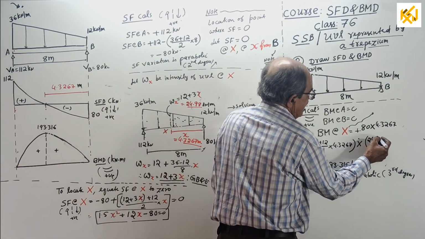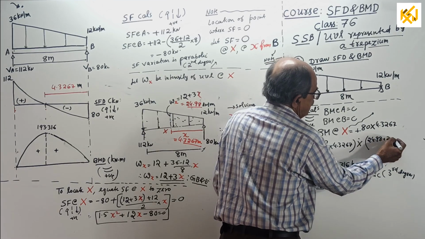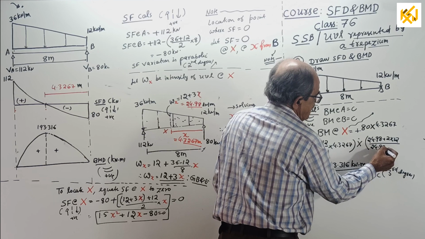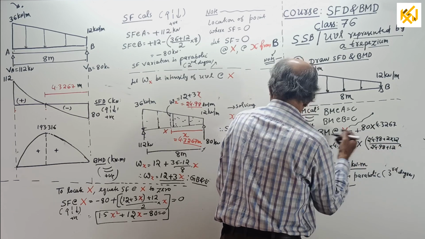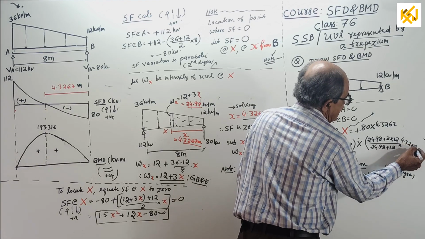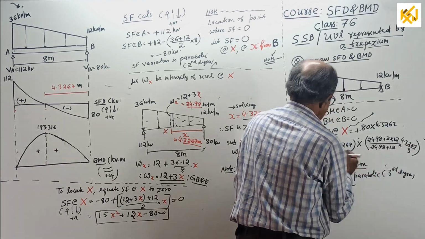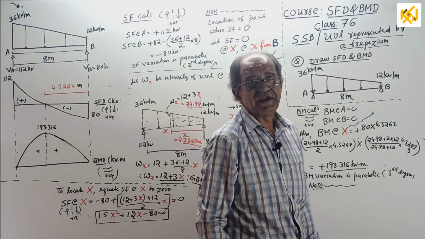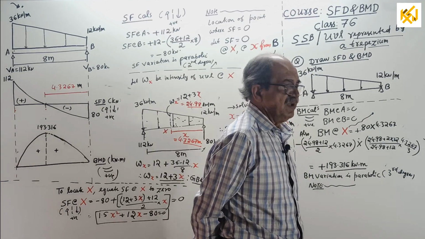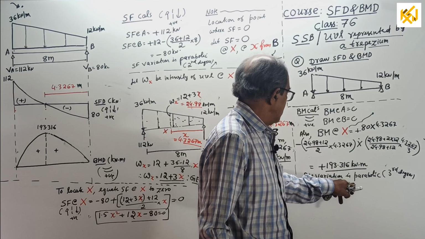24.98 plus twice of 12, divided by 24.98 plus 12 into 4.3267, divided by 3. This time I am not going to check it. I got confidence. It will come 193.316 kN meter. BM is parabolic. Go back.